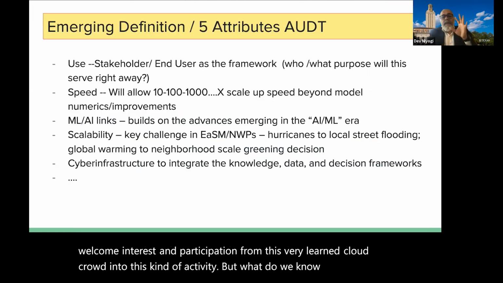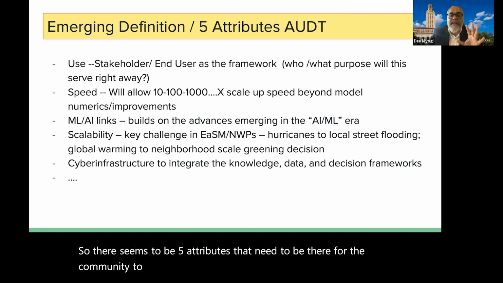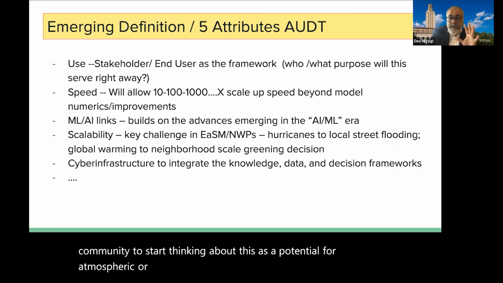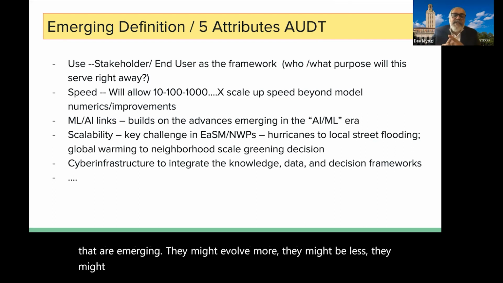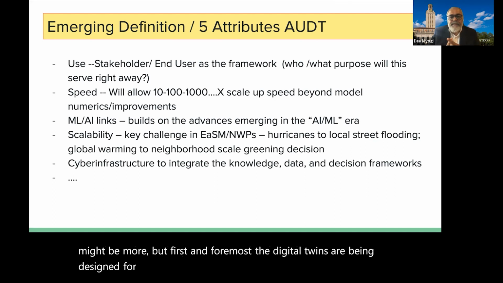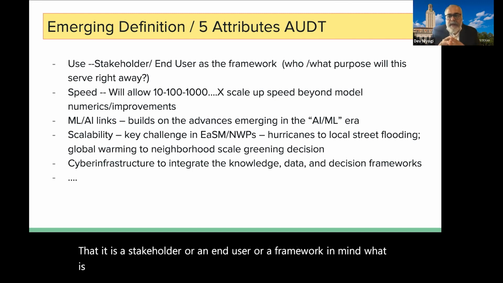So there seem to be 5 attributes that need to be there for the community to start thinking about this as a potential atmospheric or urban digital twin. And these 5 are just emerging. They might evolve, there might be fewer, there might be more. But first and foremost, digital twins are being designed for someone, a stakeholder or an end user or a framework in mind. What is it that we are trying to serve here?